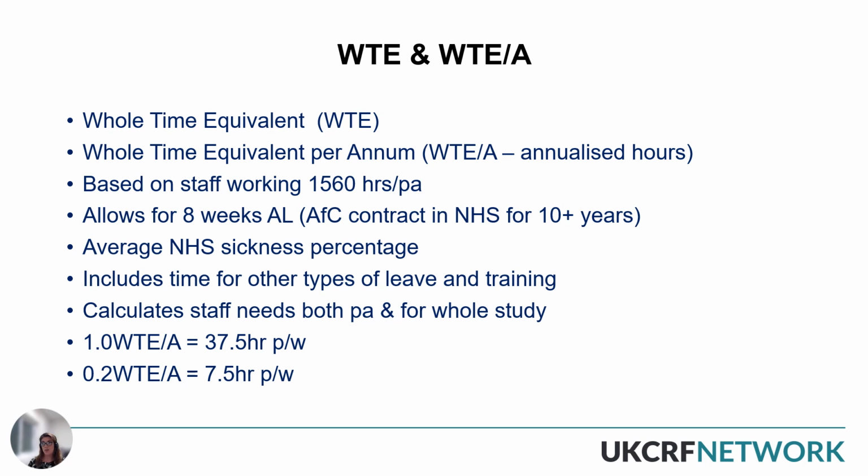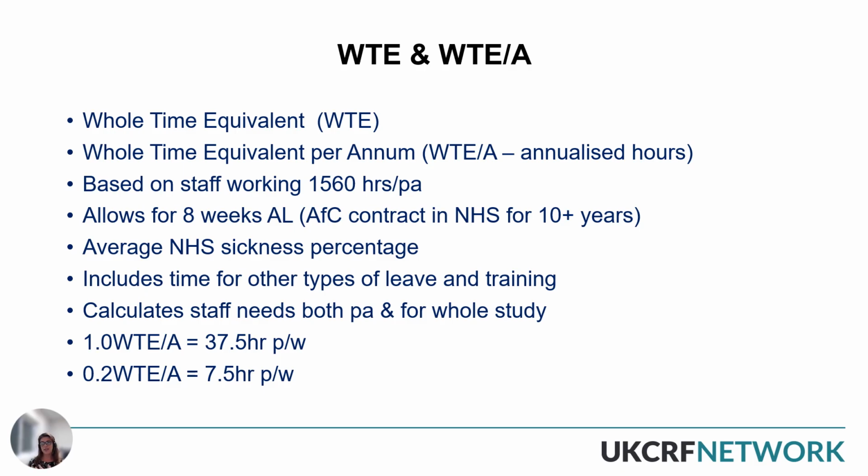Now, this is based on someone on an Agenda for Change contract who's had continuous NHS service for 10 years plus. So it will allow for 8 weeks annual leave. It includes an average NHS sickness percentage, which can sometimes be as high as 4.5%, but it also includes time for other types of leave. Maybe dependent leave, maybe compassionate leave, but also study training as well. So essentially there's a 75-hour buffer above that 8 weeks annual leave for sickness, training and other types of leave. So it's very generous. So you don't need to worry about, do I need to cover staff sickness? That's built into the tool for you.